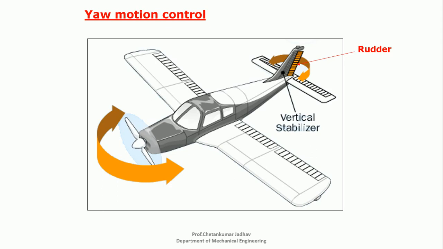The movement of this flap is controlled by an actuator known as a rudder actuator. As this flap moves left, the nose of the aircraft will also move left. As the flap moves right, the nose of the aircraft will also move towards the right. In this way, you can control the yaw motion of an aircraft with the help of a rudder actuator.